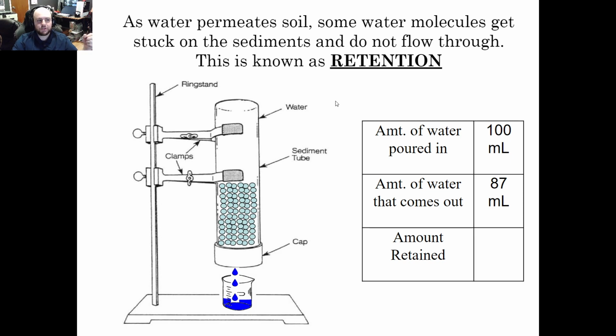Right, so if we were to do an experiment like this, where we have some sediment here and we pour water through and measure how much comes out of the other side, the amount of water we poured in, if it's 100 milliliters, we're only going to get maybe 87 milliliters of that out, which means our retention amount would be 13 milliliters. All right, so the rocks are going to hold on to some of that water. Okay, so make sure you have that written down on the bottom of page 2.